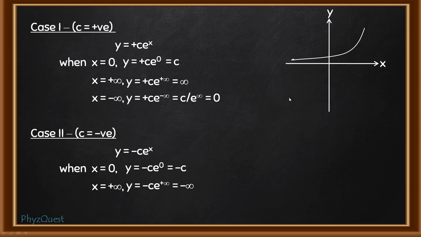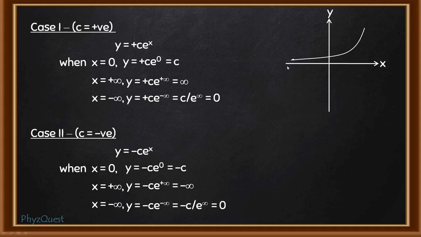Again, next is x is equal to minus infinity. So when x is minus infinity, y is equal to minus c e to the power minus infinity. So this we can write as minus c divided by e to the power infinity. E to the power infinity is again infinity. So minus c divided by infinity will be equal to 0. So that means when x is approaching minus infinity, y is approaching 0.